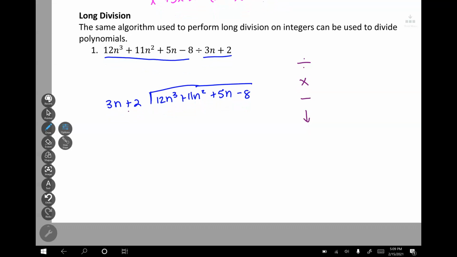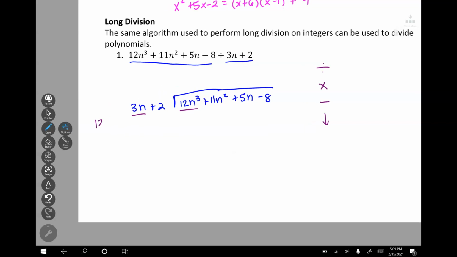First we're going to divide. When you divide, you just want to look at the first 2 terms in your dividend and your divisor. So 12n cubed divided by 3n. If you need to write this out to the side, you can. All I care about is what that comes out to. So 12 divided by 3 is 4. N cubed divided by n is n squared. And so that's what we get on our first division.